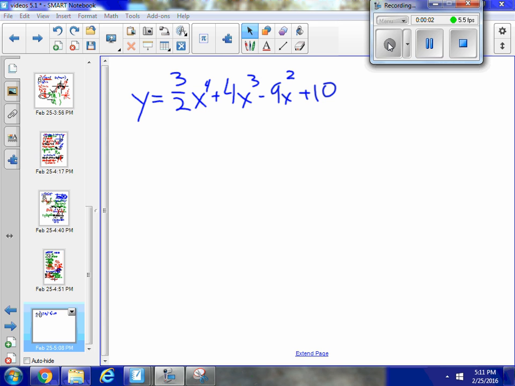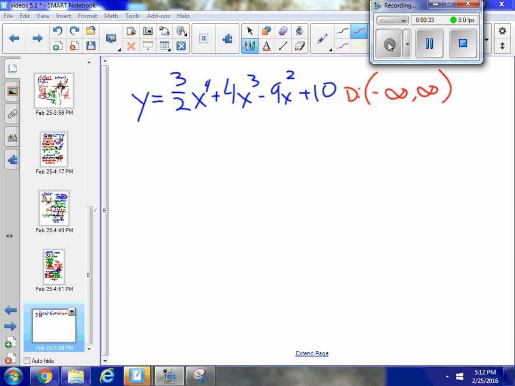Find the extreme values of this function, relative and absolute, if that's possible. So I'd like to start by finding the domain of the function. Well, it's a polynomial. I don't see any denominators. I don't see any radical signs with variables. I don't see any logarithms. So as a polynomial, I know the domain is negative infinity to positive infinity.